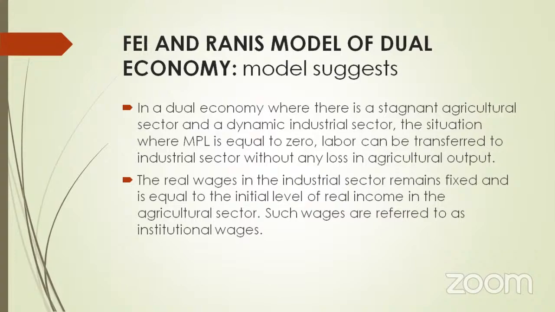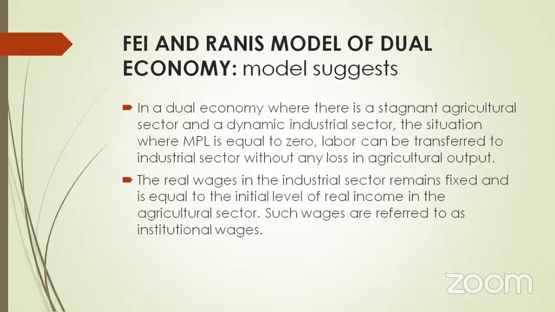The model suggests that in a dual economy, there's a stagnant agriculture sector and a dynamic industrial sector. India has a very interesting economic model because in India, the industry really didn't take off. In fact, traditional agriculture today is working almost parallelly with the services sector. So India kind of leapfrogged the industrial sector.